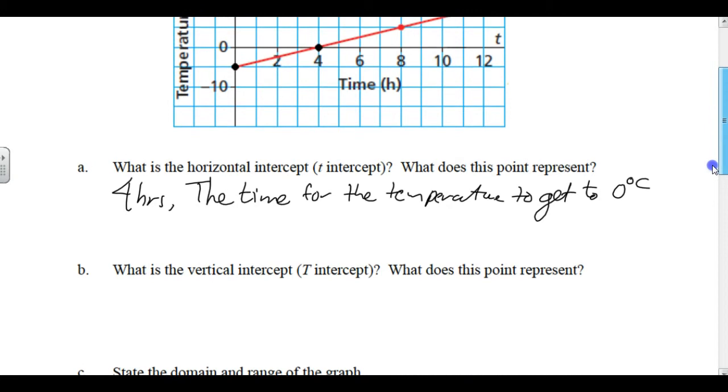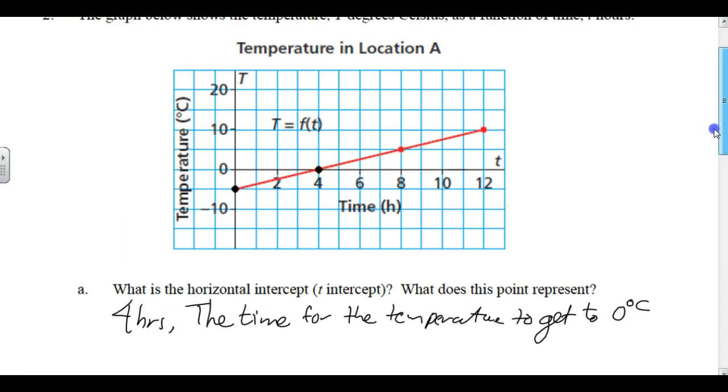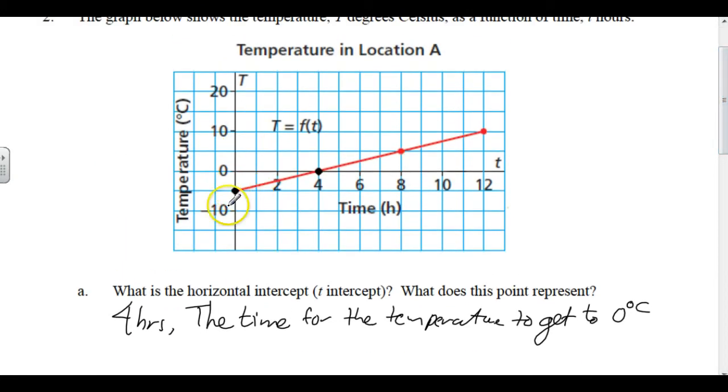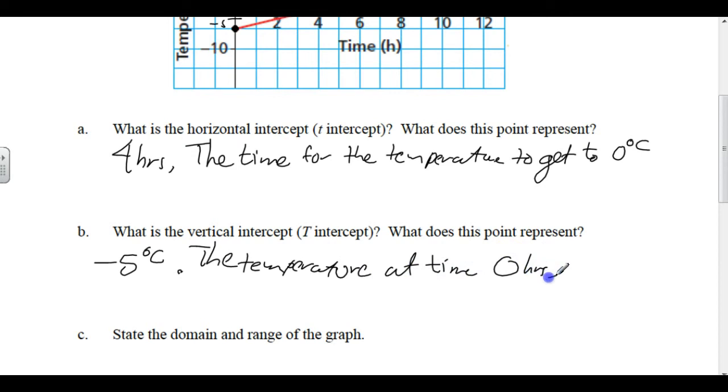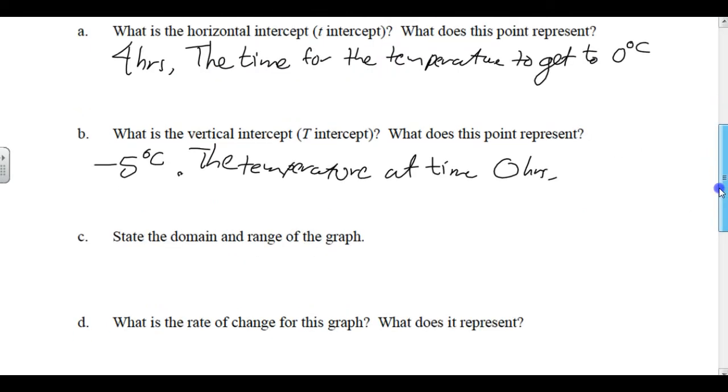What is the vertical intercept, or the T-intercept? That's capital T for temperature. So that is, based on scale, scale's got to be 5s, right? 5, 10, 15, 20, so minus 5. And remember, there's units associated with it, so it's negative 5 degrees Celsius, and that is the temperature at time 0 hours.